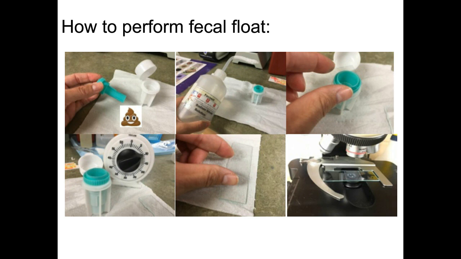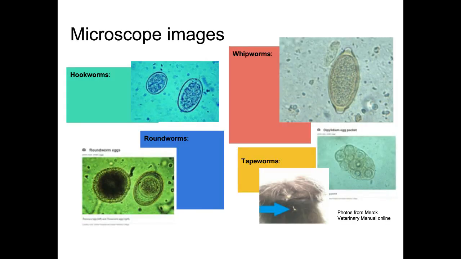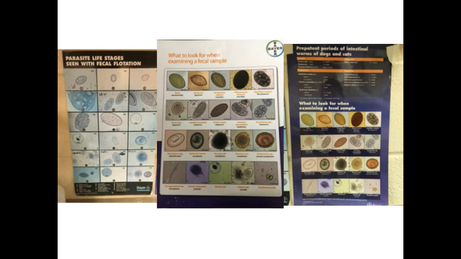These are some of the images that we've already talked about. It's ideal to have all of these charts. You don't have to have all of them. You can have one or two of them. They'll show you the different sizes that you're looking for. Some of them, like the coccidia, you can see on the higher power, versus the hookworms and the roundworms, which you'll see on the lower power. You'll see them more quickly. So this is a good way to distinguish which sizes you're going to be looking for.